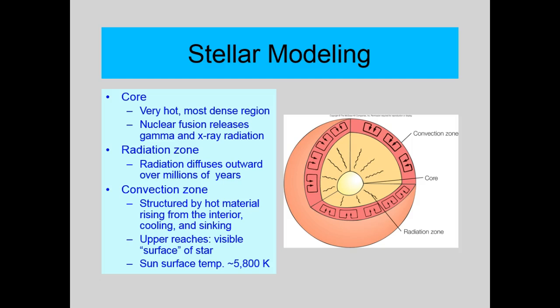Now the upper reaches are the visible surface of the stars. That's what I was just talking about. The sun's surface temperature is approximately 5,800, around 6,000 K. Now what in the world is a K? Kelvin. That's a temperature scale. It's called the absolute temperature scale because 0 on that is as cold as anything, anywhere, could ever go. So this is 5,000 above that.